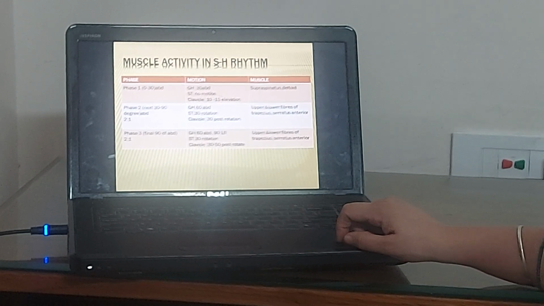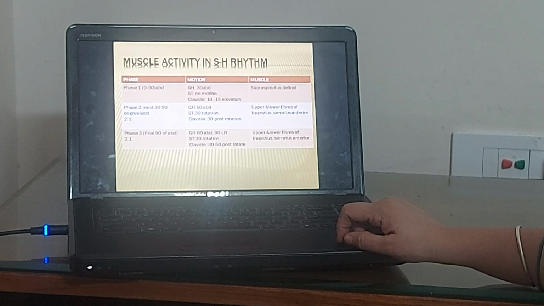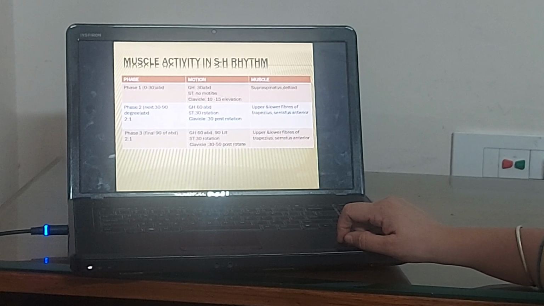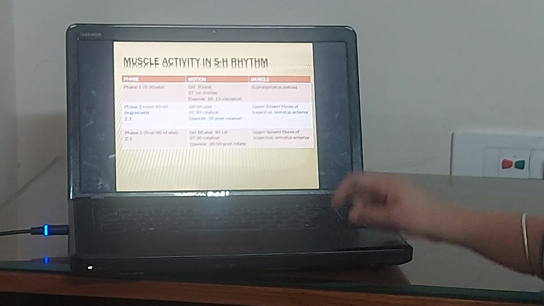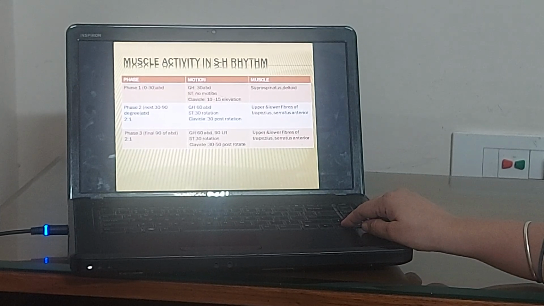Phase 3, again the final 90 degrees of abduction. The glenohumeral has gone into again 60 degrees of abduction and 90 degrees of lateral rotation. Scapulothoracic, 30 degrees of rotation. Clavicle, 30 to 50 degrees of posterior rotation. Again the lower and the upper fibers of trapezius and serratus anterior are responsible for this motion.